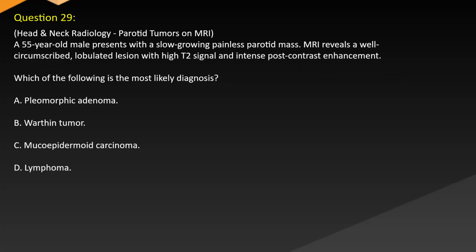Question 29. Head and neck radiology. Parotid tumors on MRI. A 55-year-old male presents with a slow-growing painless parotid mass. The MRI reveals a well-circumscribed lobulated lesion with high T2 signal and intense post-contrast enhancement. Which of the following is the most likely diagnosis? A. Pleomorphic adenoma. B. Warthin tumor. C. Mucoepidermoid carcinoma. D. Lymphoma.